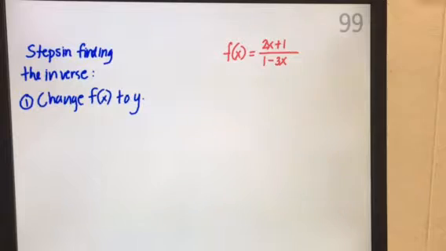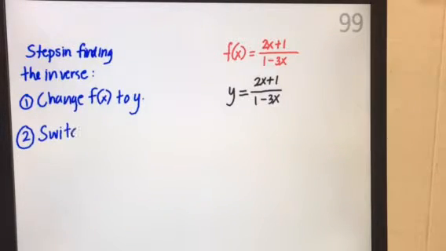In this type of function, it is important for us to use an algebraic approach because the intuitive approach will not work. So we start by changing f of x to y. So y equals 2x plus 1 over 1 minus 3x. And then we go about finding the inverse by switching x and y.